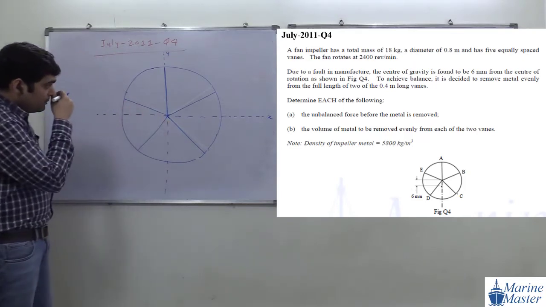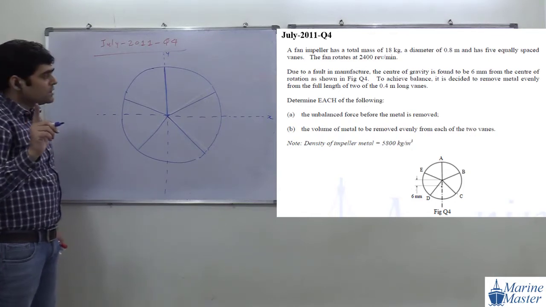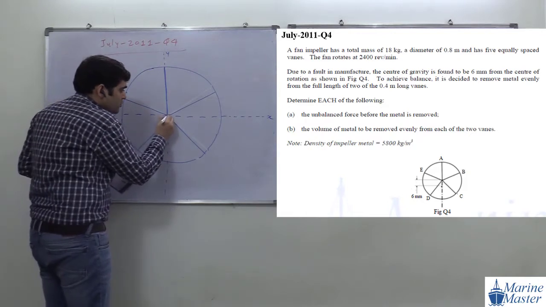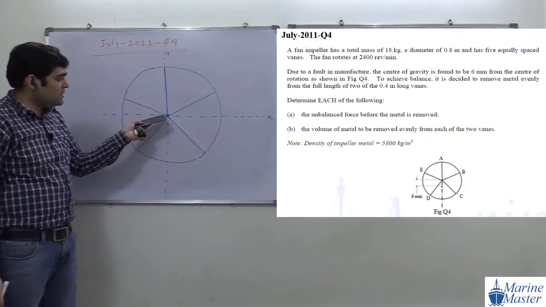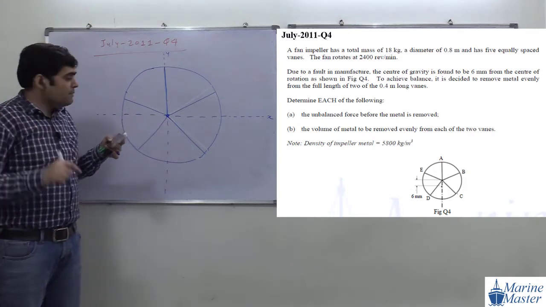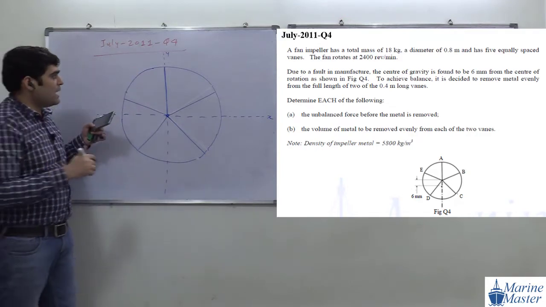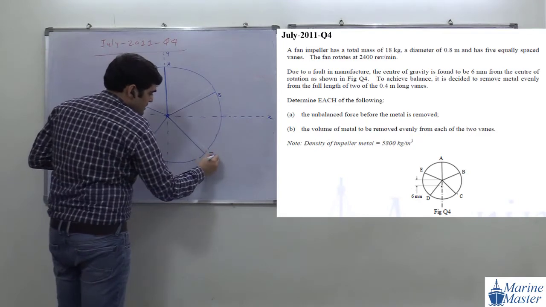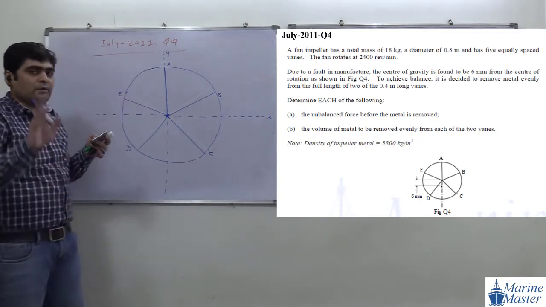So the angle between each vane is 72 degrees. Now this is our center of rotation. This impeller will rotate about this point, and here we have 5 vanes: A, B, C, D and E. Like this we have 5 vanes.